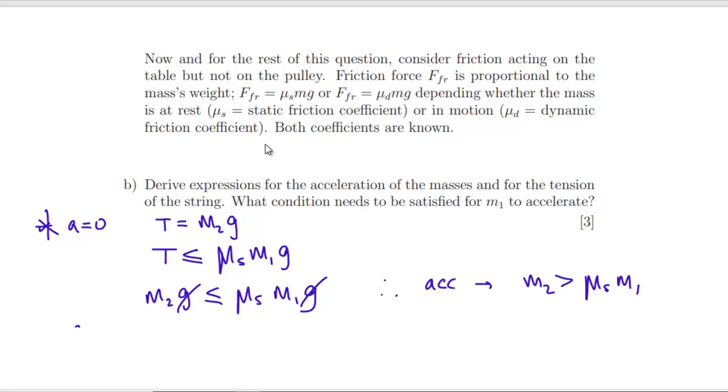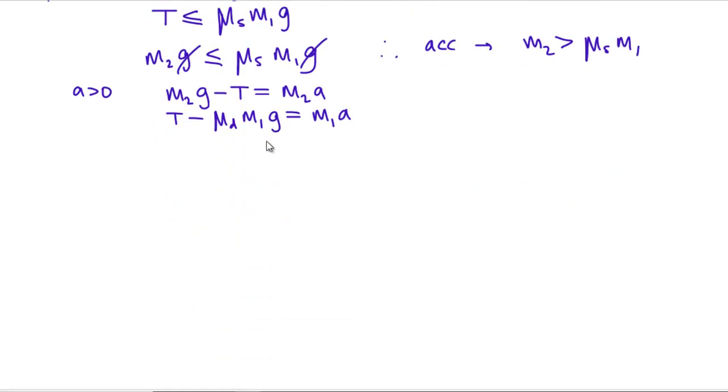Then, if the acceleration is greater than 0, we're back to the original ones. We've got M2G minus T is equal to M2A, and T minus now mu d M1G will have to be equal to M1A. So we've now got, I can scroll down a bit and I've written those out. Again, we can combine these things. The acceleration is always the easy one. So we can add these things up. We're going to have M2G minus mu d M1G divided by M1 plus M2.